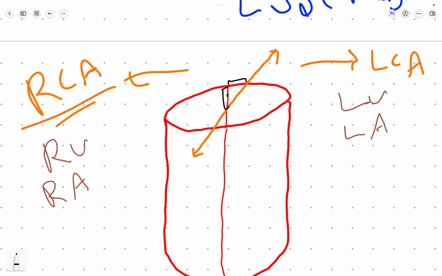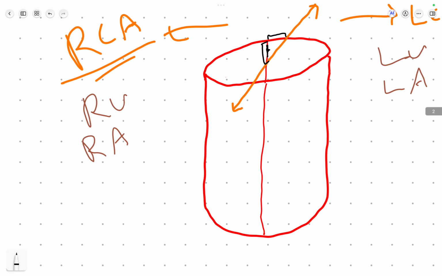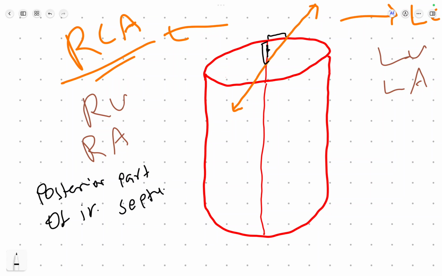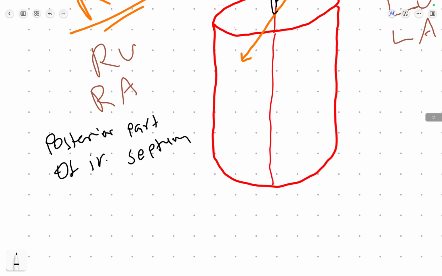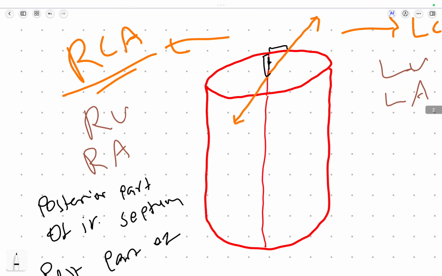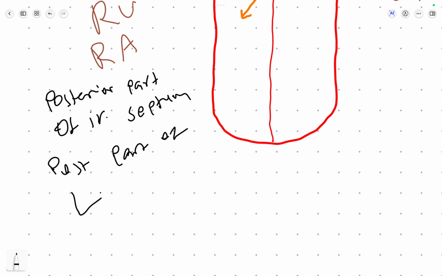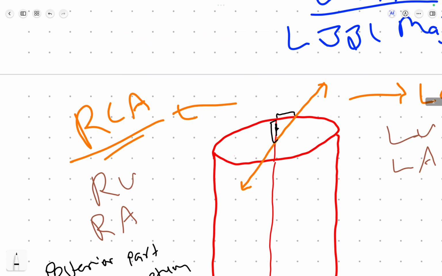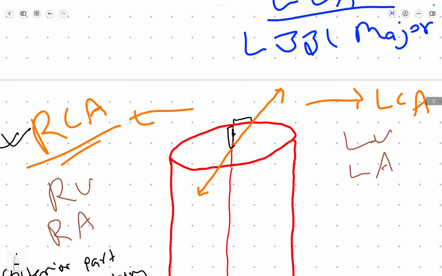So what is this structure called? This is the interventricular septum. So you need to say the posterior part of the interventricular septum and the posterior part of what? The left ventricle, that is also supplied by the right coronary artery.